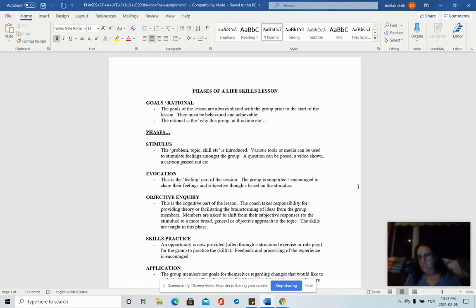So the first phase of a lesson, the goals for the session or lesson are visually posted and shared with the group before the start of the lesson. And the rationale. So group members need to know, why is this important? What's in this for me? And they should be able to answer the question, who cares, basically. So remembering that life skills was designed for educationally disadvantaged adults, we need to make sure that we really specify the specific goals they should be able to take away from this lesson and why they should want to bother. Okay.